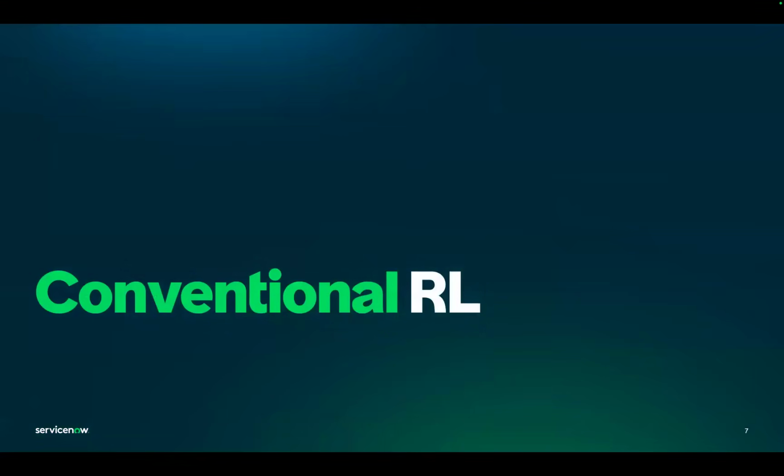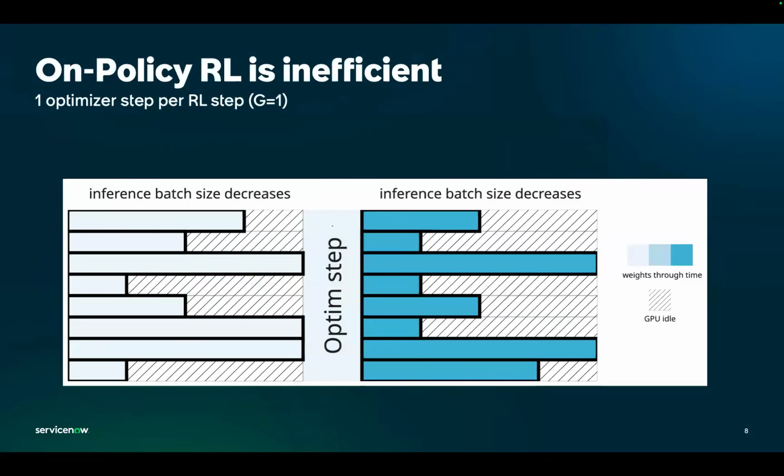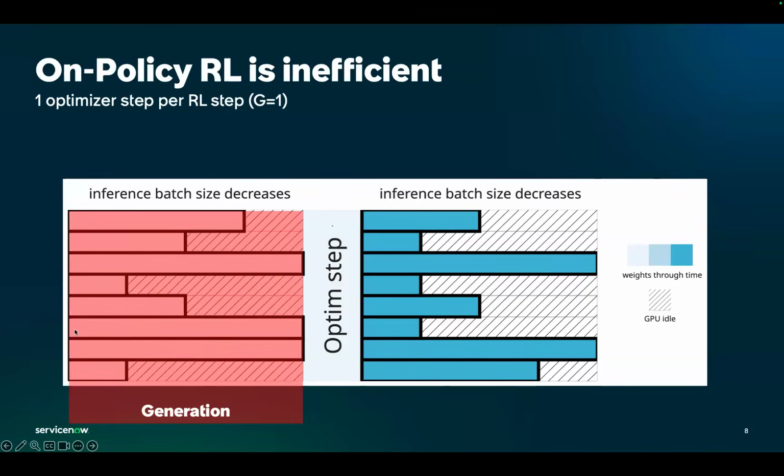Okay. So this was a mini intro to inference engines. Now let's look at how this works with conventional RL. This is a very didactic example. We have 8 GPUs, and each of them has a batch size of 1. Conventional RL takes all the GPUs and starts to generate, right? And as expected, some of the GPUs are idle as soon as their sequence ends.